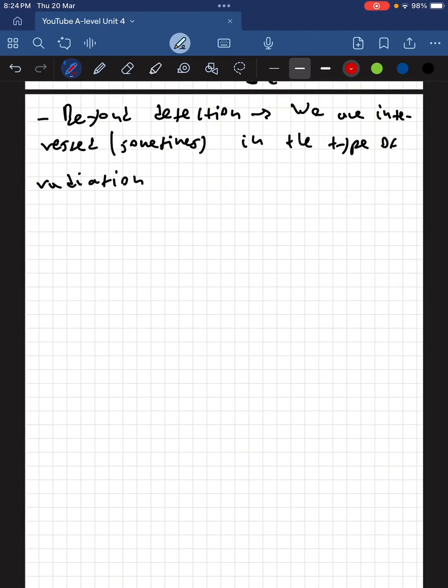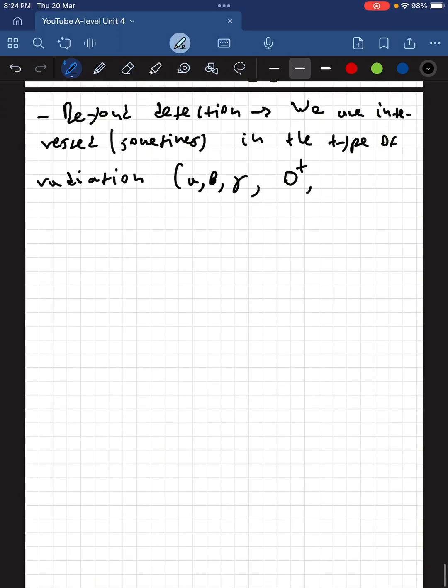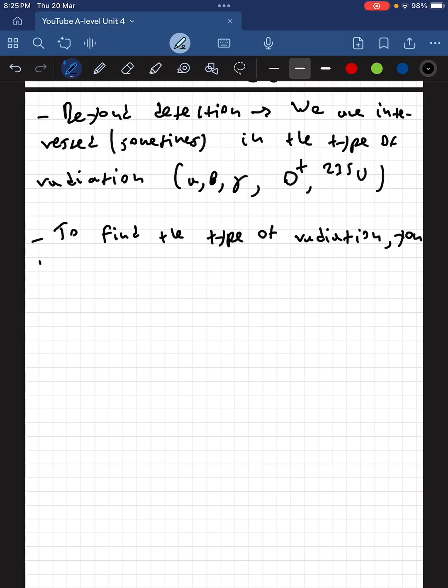Sometimes you're interested in the type of radiation, that is alpha, beta, gamma, maybe it's an oxygen atom with an electron stripped out, maybe it's even uranium-235. You never know what kind of particle you will find. To be able to figure out the type of radiation, you need what are called bubble chambers or cloud chambers.